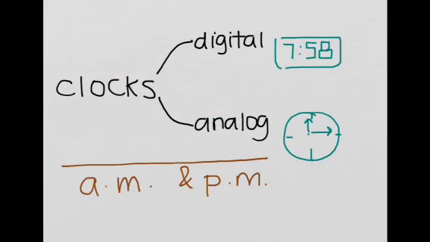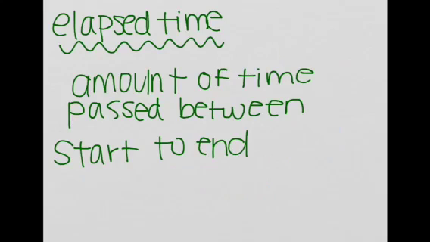Now let's talk about clocks a bit. There are two types of clocks. There's the digital clock, which kind of looks something like this. It's kind of boxy. It's more modern. And it's electronic. And there's also the analog clock, which is the old-fashioned clock, which has hands. Now remember, clocks usually only have 12 hours, but they have AM and PM.